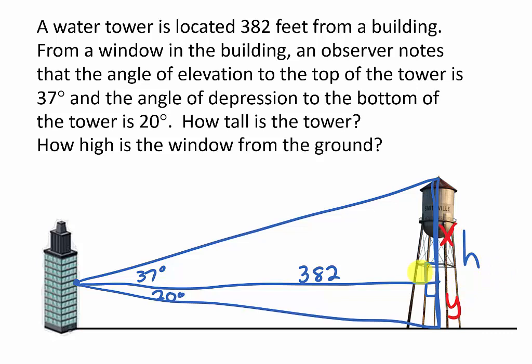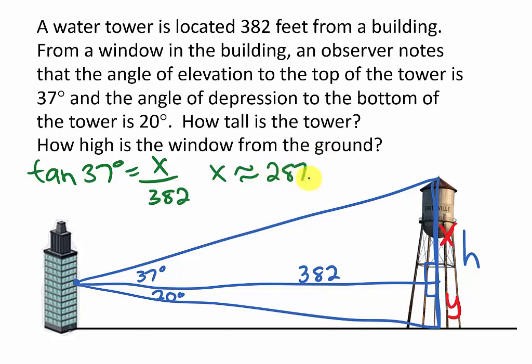I'm going to look at the upper triangle first, and I have the angle 37. X is the side opposite, and 382 is the side adjacent, so I'm going to use tangent. So tangent of 37 is x over 382. So x is 382 times tangent of 37, and that is 287.86. I'm going to round to 2 decimal places. This doesn't say it here, but we're going to round to 2 decimal places.